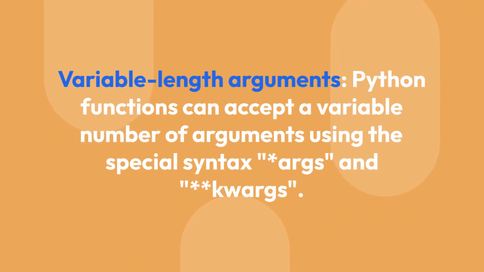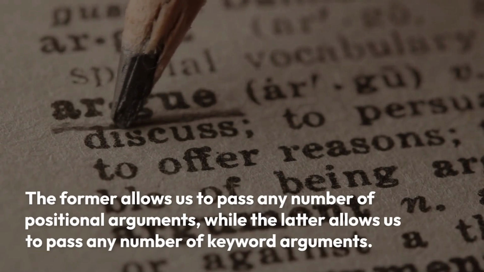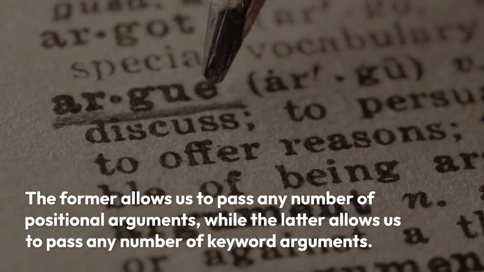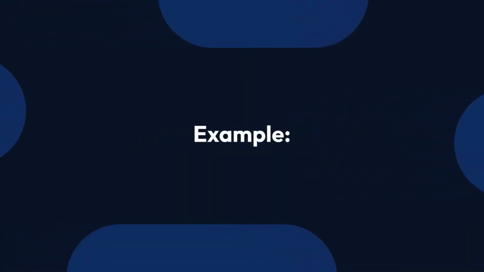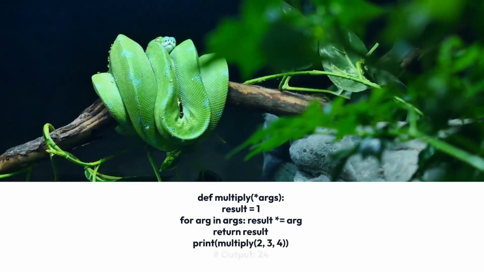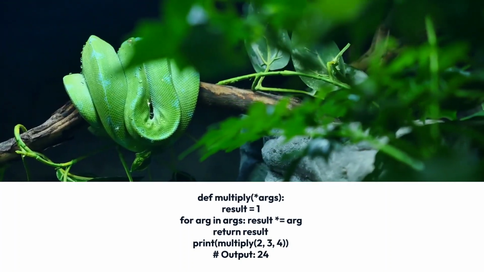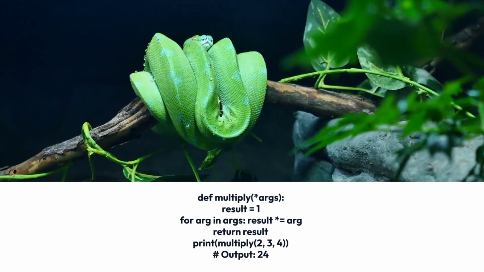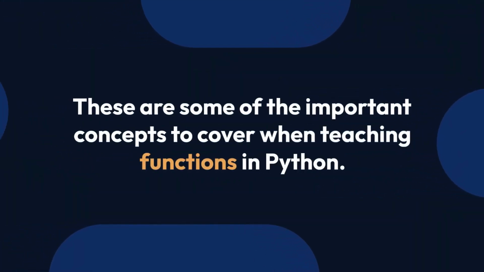Variable length arguments. A Python function can accept a variable number of arguments as well using the special syntax *args and **kwargs. The former allows us to pass any number of positional arguments, while the latter allows us to pass any number of keyword arguments. Example: def multiply(*args): result = 1 if nothing is inserted. For arg in args: result *= arg, return result. That means it is multiplying everything. multiply(2, 3, 4) will be 24.